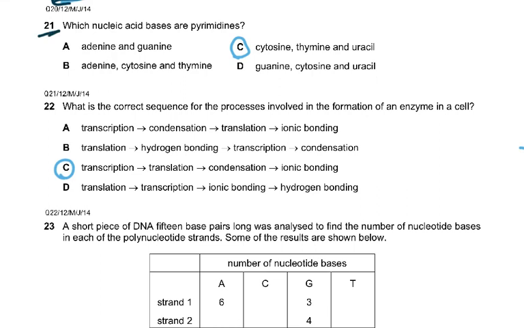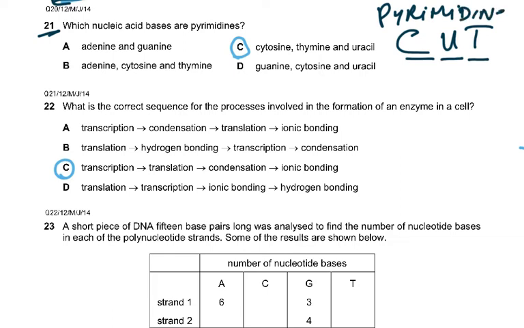Question 21, which nucleic acid bases are pyrimidines? Well, I think it's a very easy way to remember it, C-U-T. Cytosine, uracil and thymine. So pyrimidines are cut, C-U-T. Question 22, what is the correct sequence for the processes involved in the formation of an enzyme in a cell? Transcription, translation, condensation, ionic bonding.